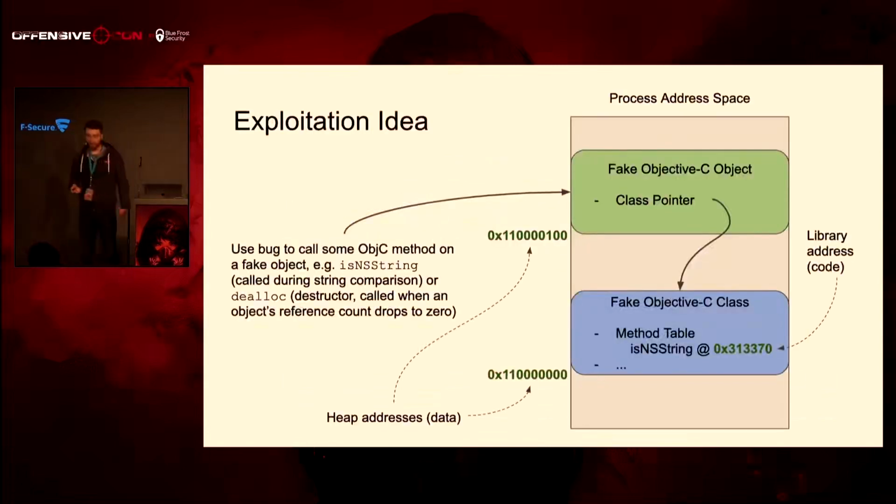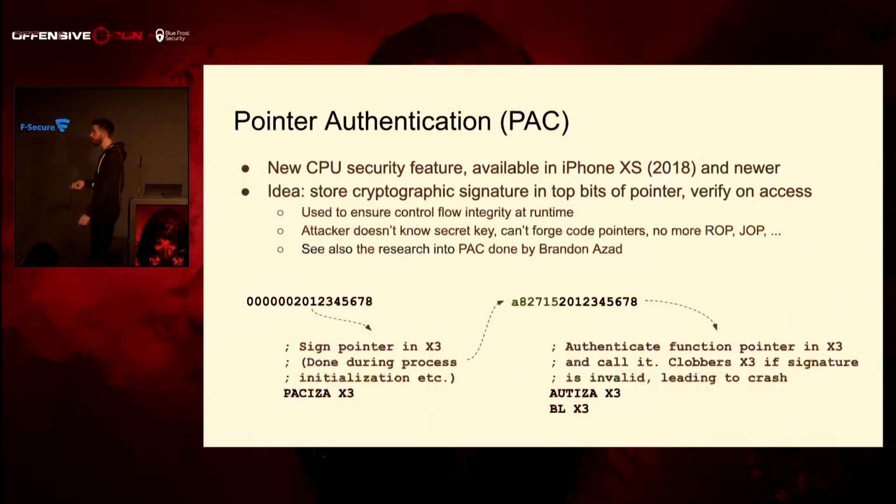Right, so I think I have just about enough time. So this is what it looks like. We have all the addresses. And this is good enough for any device that doesn't support pointer authentication, which is every device before the iPhone XS.